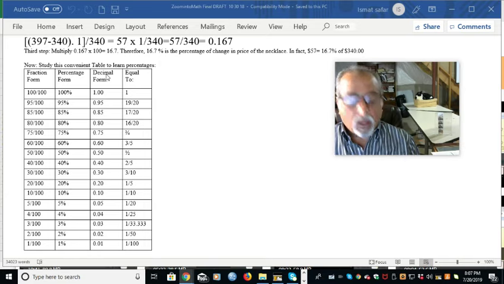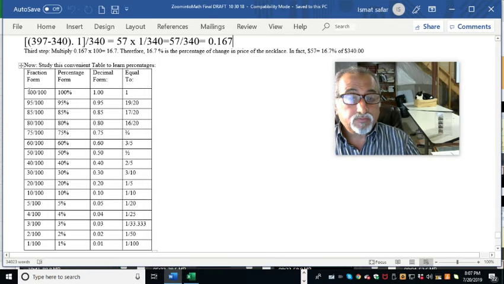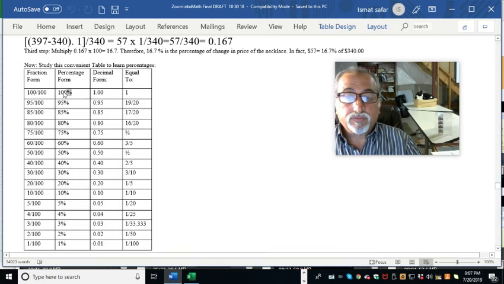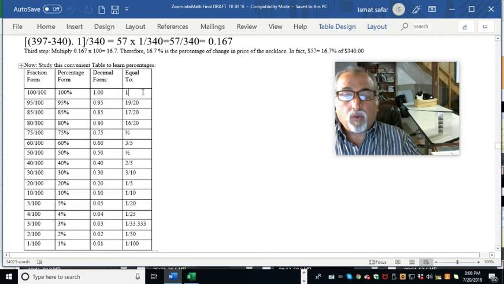Okay. Now, for now, let's see this table, which is in my book. If we have a fraction like 100 over 100, in percentage form it's 100%. So this one is the same as this one, 100%. And it's the same as this one, 1.00 in decimal form, which is equal to what? 1.